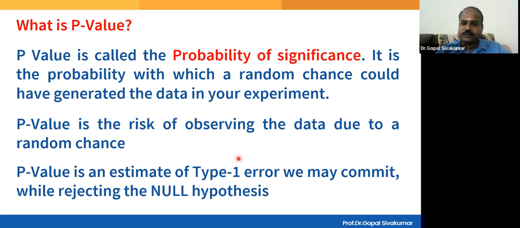So when you are rejecting a null hypothesis, you should be very sure that it is not true. Only when the null hypothesis is not true will I reject. But when the null hypothesis is true and still I reject, that will lead to type 1 error. So the p-value will give an estimate of the type 1 error. And so what we want is a lower p-value. When the p-value is lower, your confidence level will get boosted. When the p-value is less than 5%, your confidence level will be more than 95%.